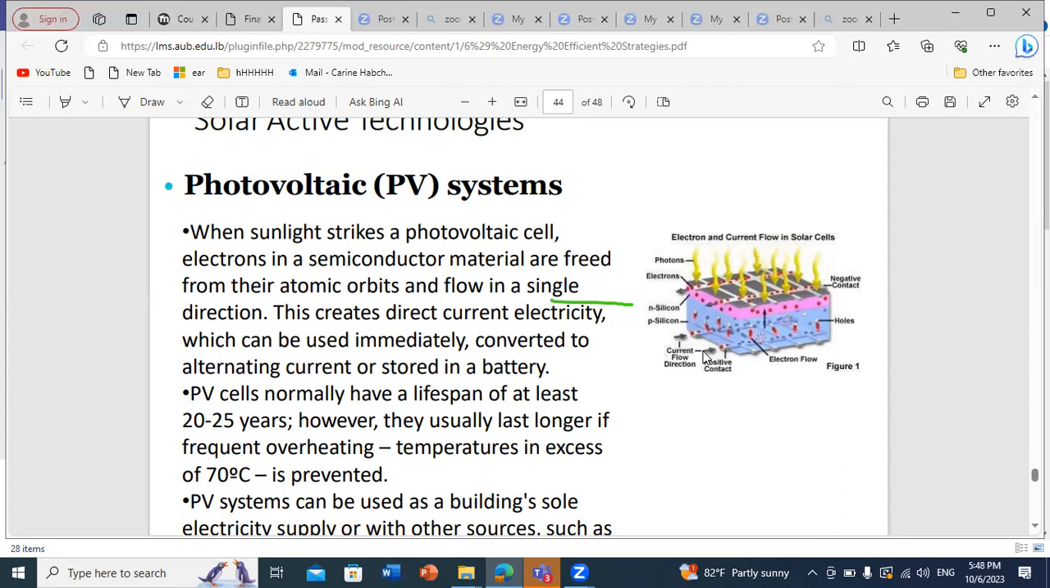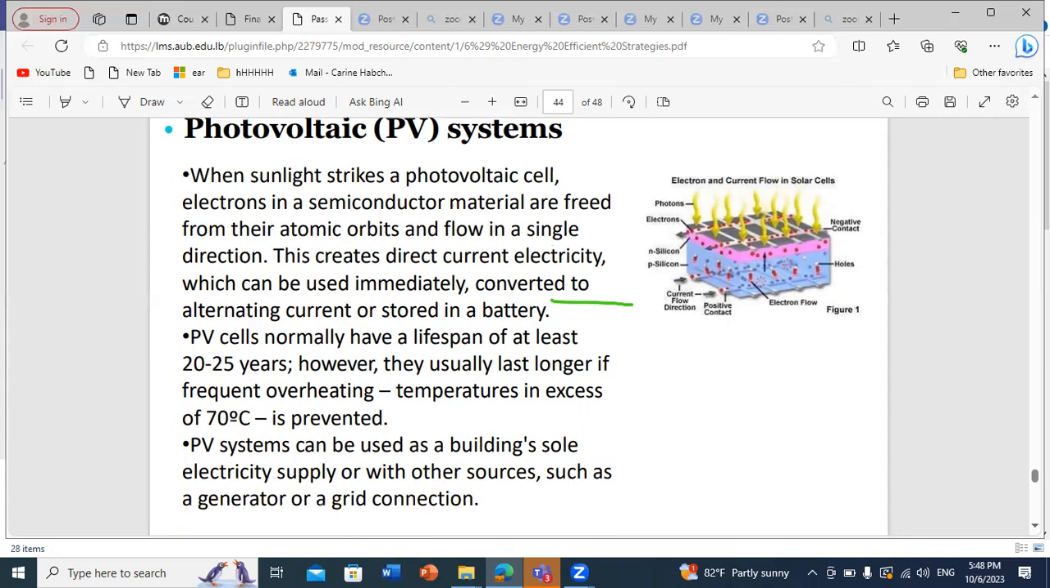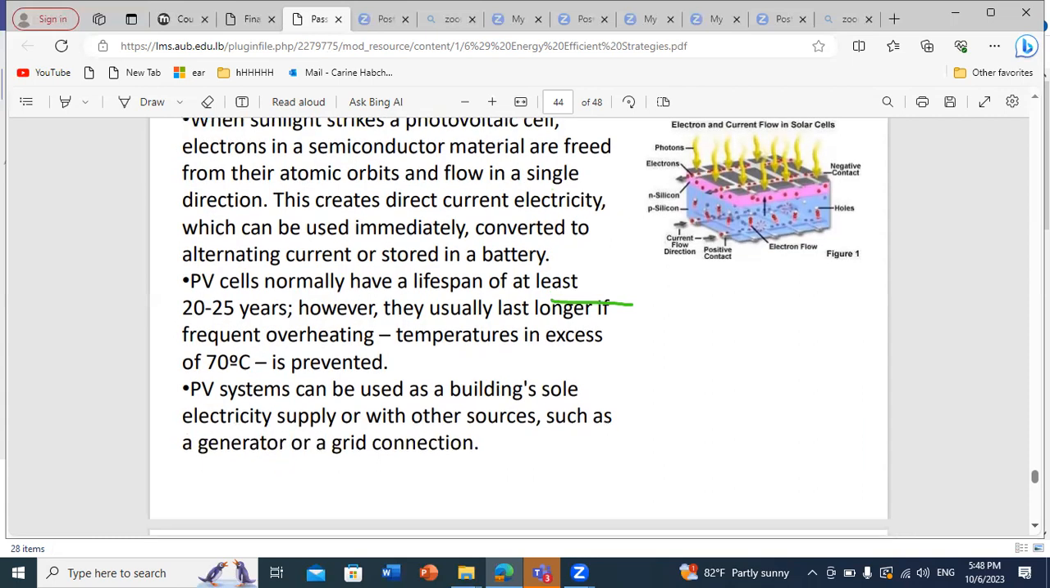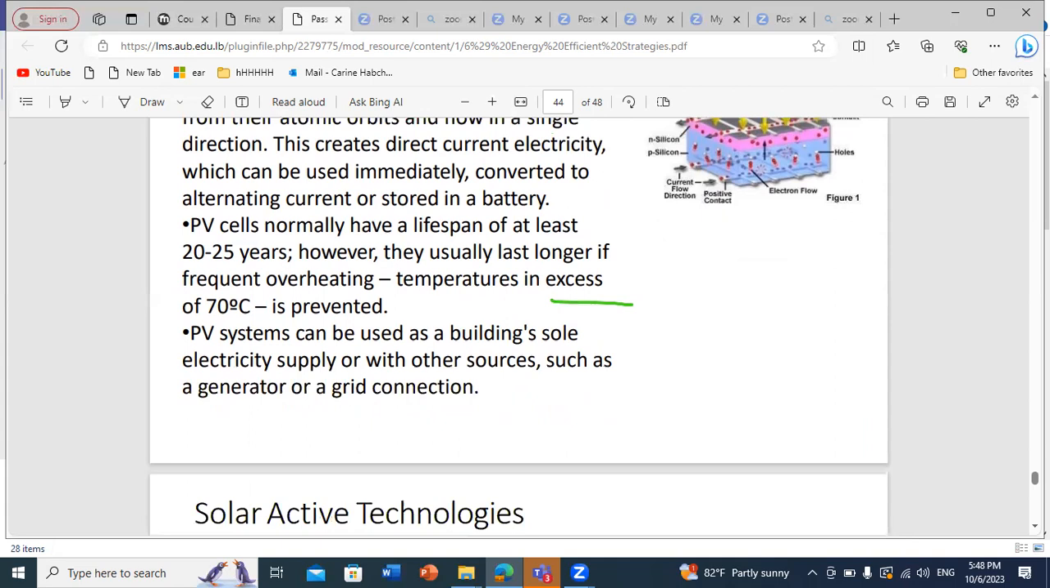However, they usually last longer if we avoid frequent overheating. As we mentioned before, we should not exceed a temperature of 70 degrees. This is why we can use a heat recovery system in order to avoid overheating of these cells. PV systems can be used as a building's sole electricity supply, or with other sources such as a generator or a grid connection.